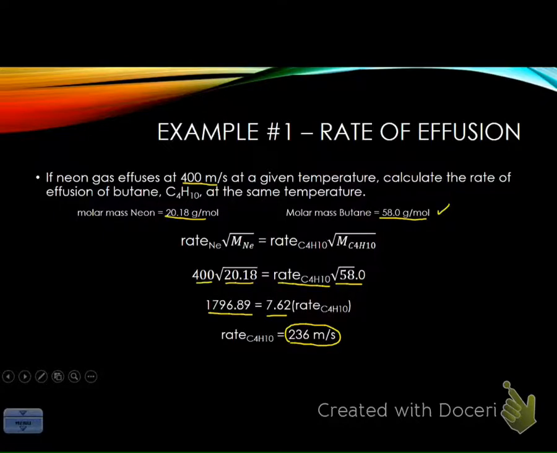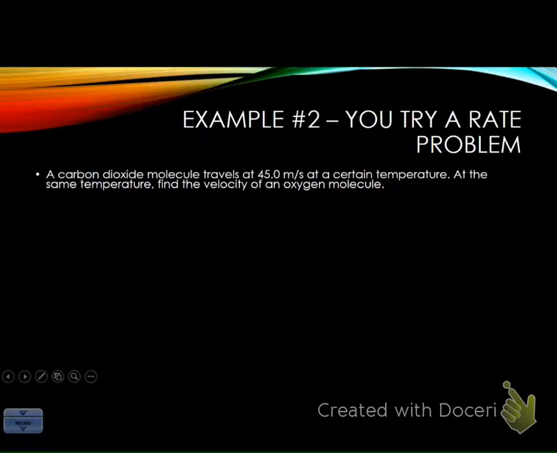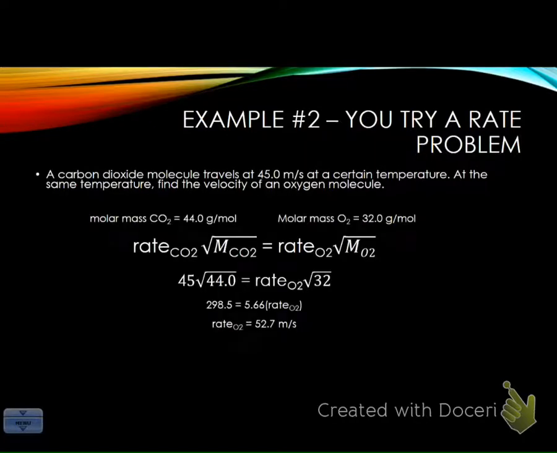All right, you try one of those now. Carbon dioxide travels at 45 meters per second at a certain temperature. At the same temperature, find the velocity of an oxygen molecule. Hit pause and try that one. Alright, so as you can see, the most important thing was the molar mass of each, 44 for carbon dioxide, 32 for oxygen. Plug it into the equation in a very similar way here, and you should have gotten 52.7 meters per second for oxygen. You would expect it to be higher because it is lighter.